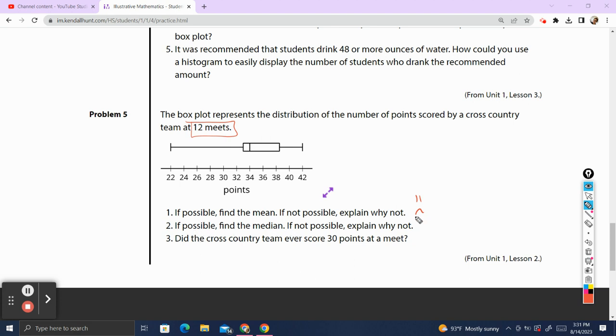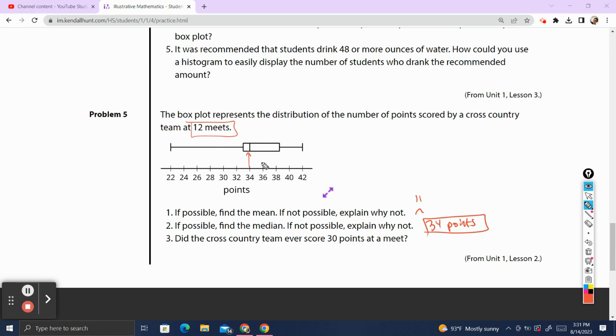If not possible, explain why not. This is the nice part of a box plot. The median's right there. It's that middle line in the box. So it is 34 points because each number represents a number of points. So the median is 34 points. So half of the meets, they scored less than 34 points, and half the meets, they scored more than 34 points.